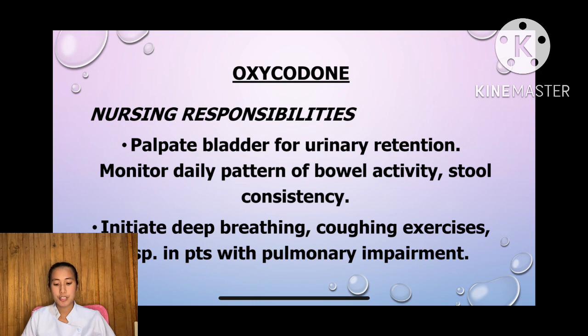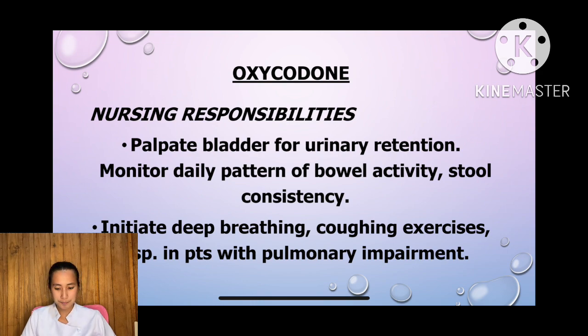The nursing responsibilities for oxycodone: first, palpate the bladder for urinary retention. So the nurse should palpate for urinary retention of the patient, and monitor the daily pattern of bowel activity and stool consistency. Another thing is to initiate deep breathing and coughing exercises, especially in patients with pulmonary impairment. So we are going to monitor or observe the breathing of our patient, and coughing exercises, especially for those patients who have asthma or pulmonary impairment.